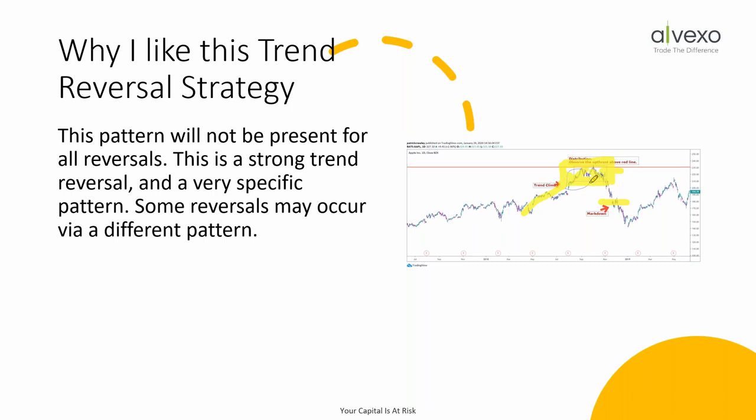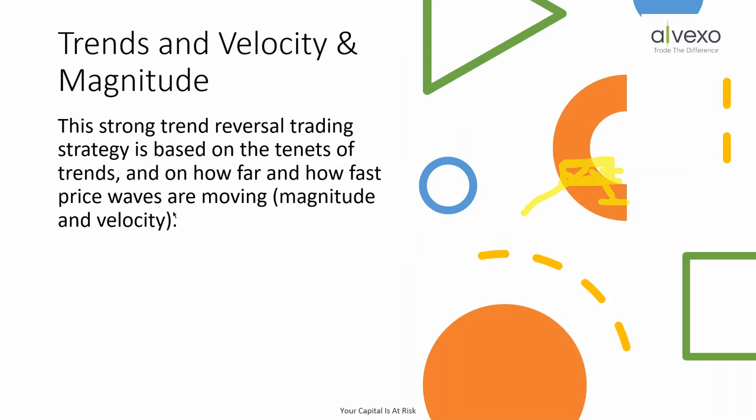Okay. We can't predict anything here. We need this to reach the markdown before we can enter the market, because we want to be sure. So the strong trend reversal trading strategy is based on the tenets of trends and how far or how fast waves are moving. That's magnitude and velocity.